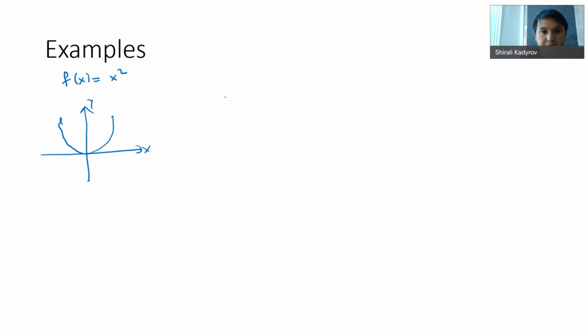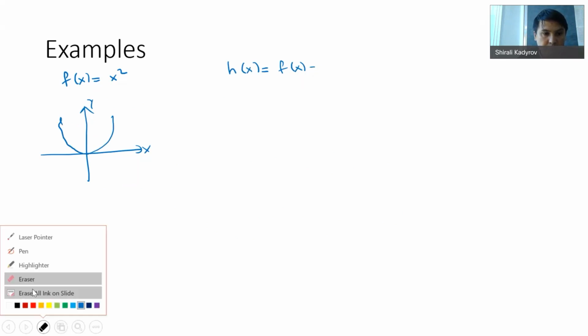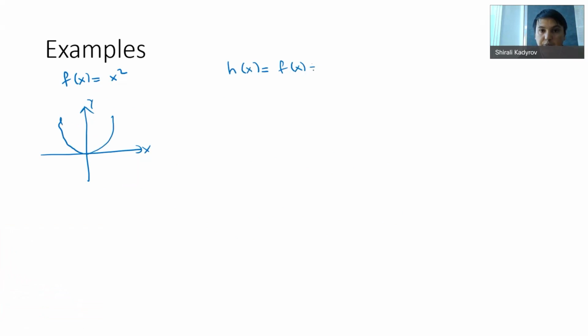Okay, now let's look at the function h of x is equal to f of x plus 2. You remember? What does this do? It does a vertical shift, right? So it moves the entire graph 2 units, right?